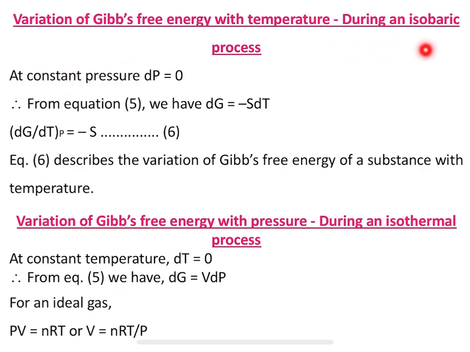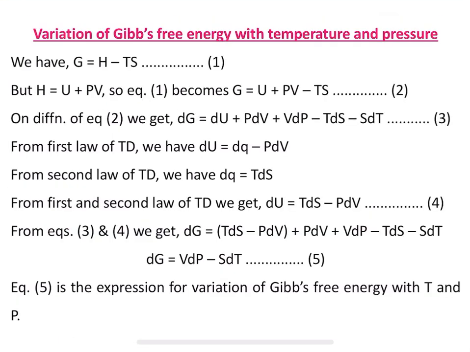Okay, so what is meant by an isobaric process? We all know that an isobaric process is a process where we keep pressure constant. So that means at constant pressure the process is going to occur. So that is why dP is equal to 0. From equation 5 we have dG is equal to minus SdT. Why? Because here dP is equal to 0, because this is an isobaric process where we have kept pressure constant.